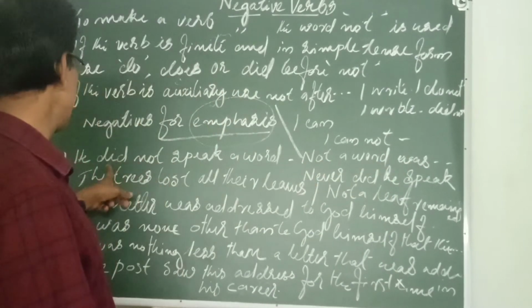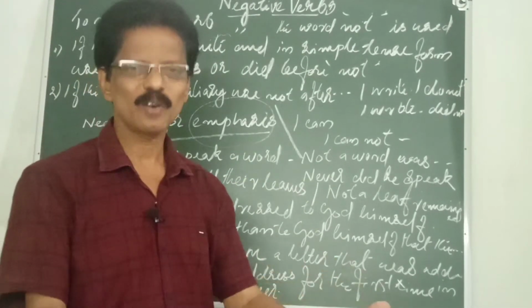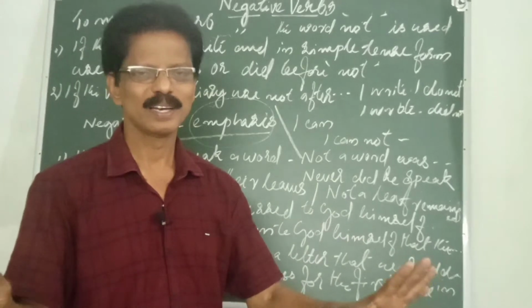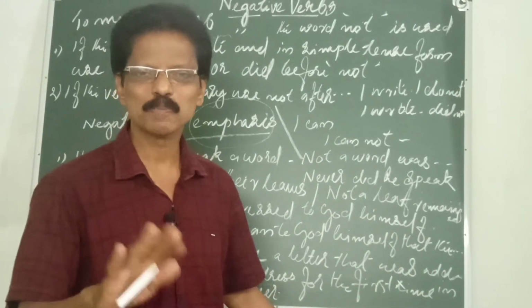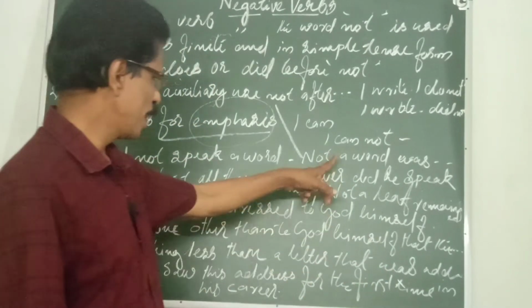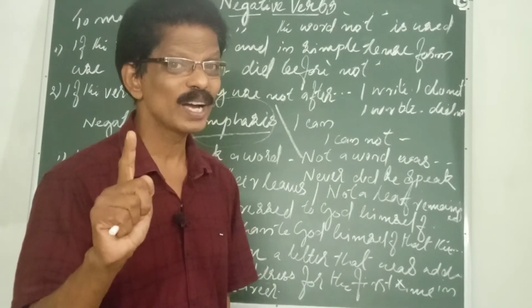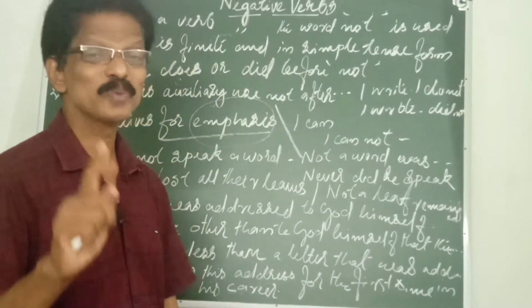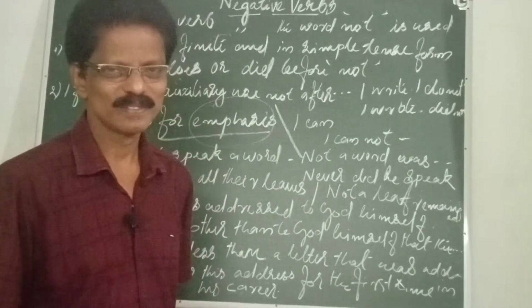Not a word was spoken. The same thing, he did not speak a word. He did not speak a word is a statement now. He did not speak a word. Okay, now. He did not speak a word. So, with force we say, not a word was spoken. Not even a single word was spoken. So, he did not speak even a single word. Okay, now.